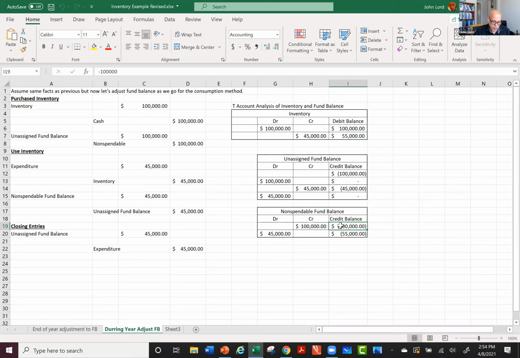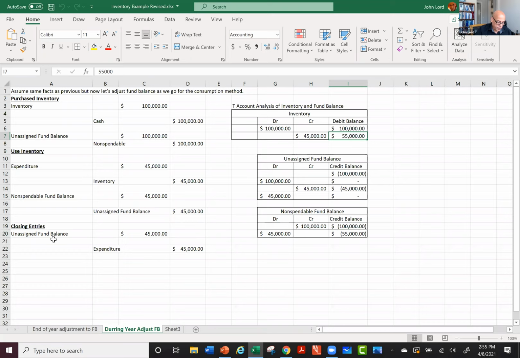Then I go ahead and use the inventory. When I use the inventory, I debit expenditure 45,000, I credit inventory 45,000, right? So now the inventory balance is 55,000. Then I adjust my fund balance. So I debit the non-spendable fund balance for 45, and it shows now non-spendable is 55. My inventory is 55. So those match.